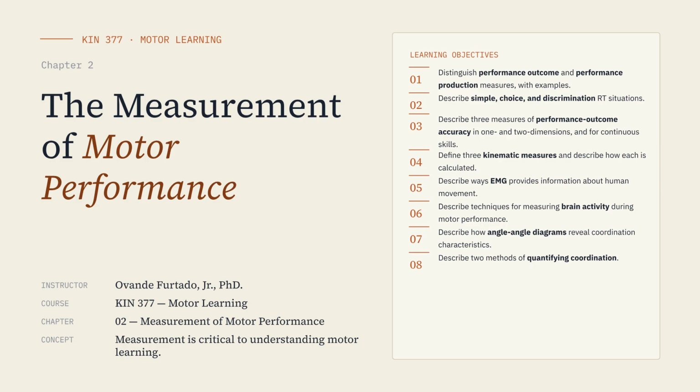Welcome to Chapter 2 of KIN 377, the measurement of motor performance. In Chapter 1, we built the conceptual scaffolding: actions, movements, neuromotor processes, and the 3 classification systems. In Chapter 2, we put that scaffolding to work by learning how to actually measure motor performance.